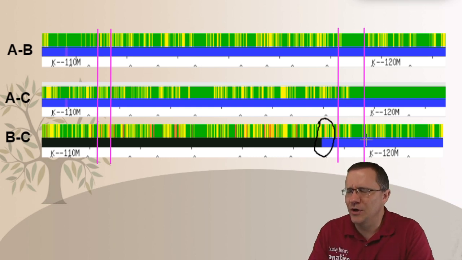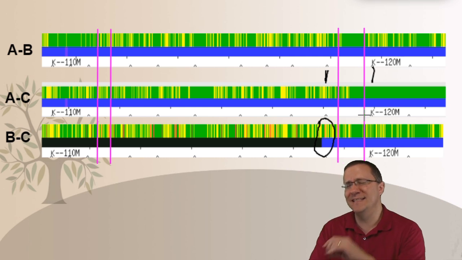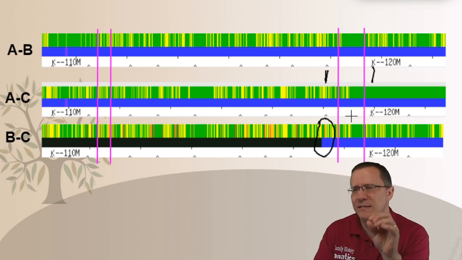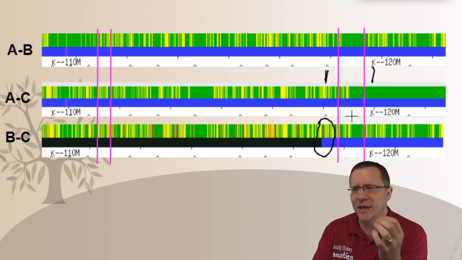So if I look past that, and again, here is 120, and this next tick mark is going to be 119. So I'm looking between 119 and 120. I can see that there might be some recombination points that I'm not seeing.